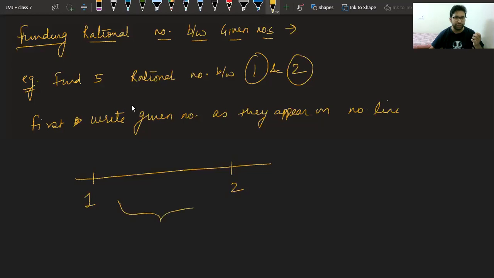We want to find 5 rational numbers between these two. Is this clear to everyone till this point? The first step, I just managed to write in the proper sequence. 1 will come first, 2 will come second. Is it clear to everyone till this point?